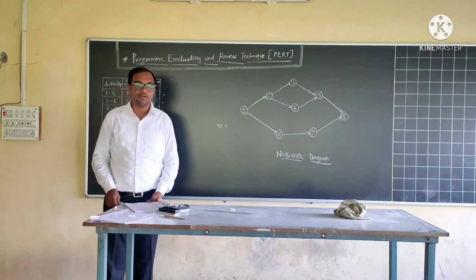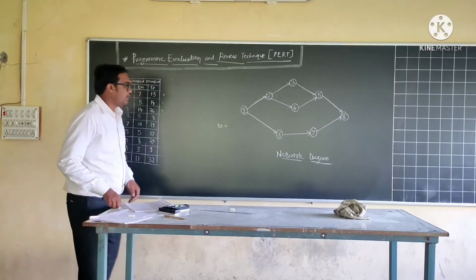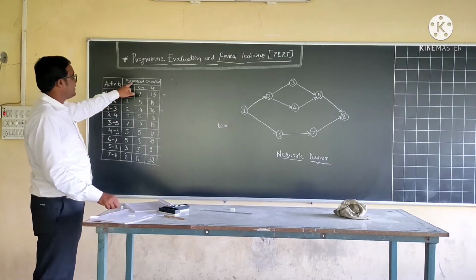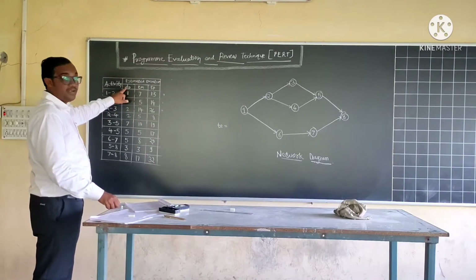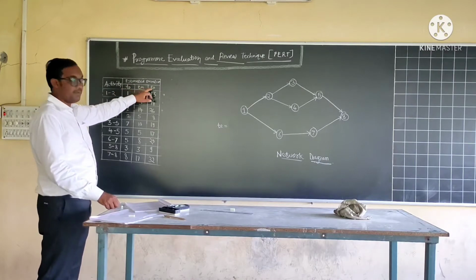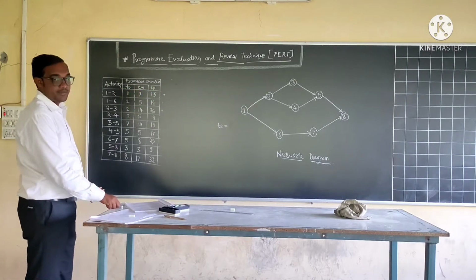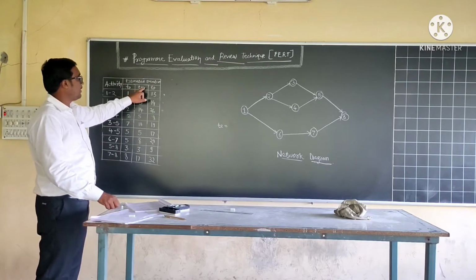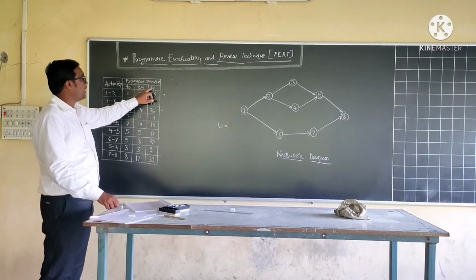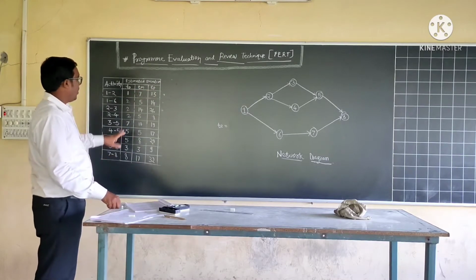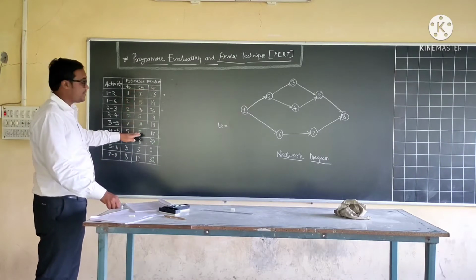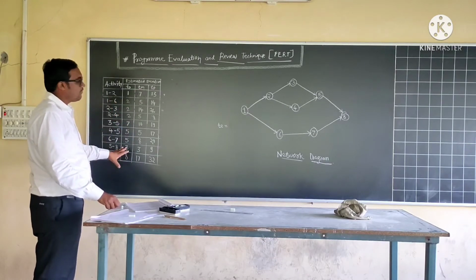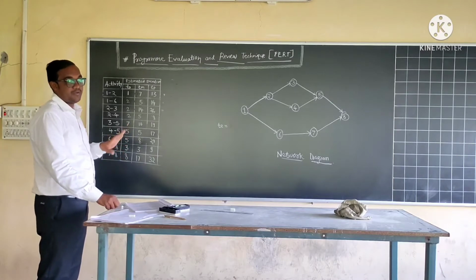Now we will take an example of PERT. In front of you, some data is given: activity, estimated duration, different time estimates TO, TM, TP. The values of all the time estimates are given. TO means optimistic time, TM means most likely time and TP means pessimistic time. So all the values of the time estimates are given in the data itself. Depending upon this data, first of all we have to draw a network diagram.